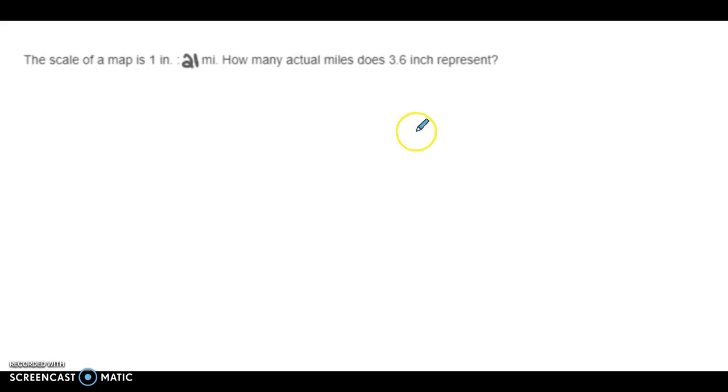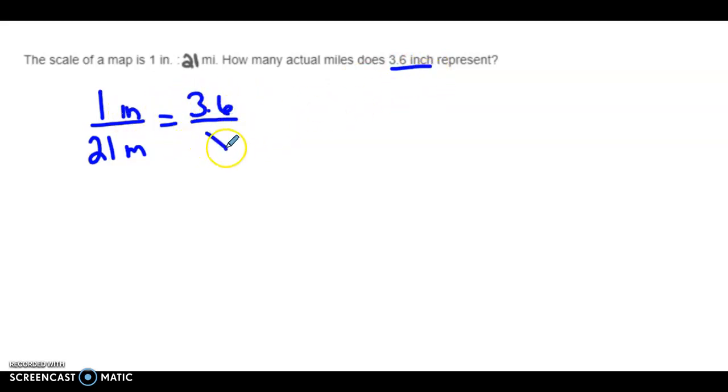The scale of a map is 1 inch to 21 miles. How many actual miles does 3.6 inches represent? All right, so let's set up our first fraction. We have 1 inch over 21 miles. And then when I set up my second fraction, we're given the inches. So we're going to put that on top where the inches are. And then we don't know the miles, so we're going to let that be x or m or however you want to set it up.